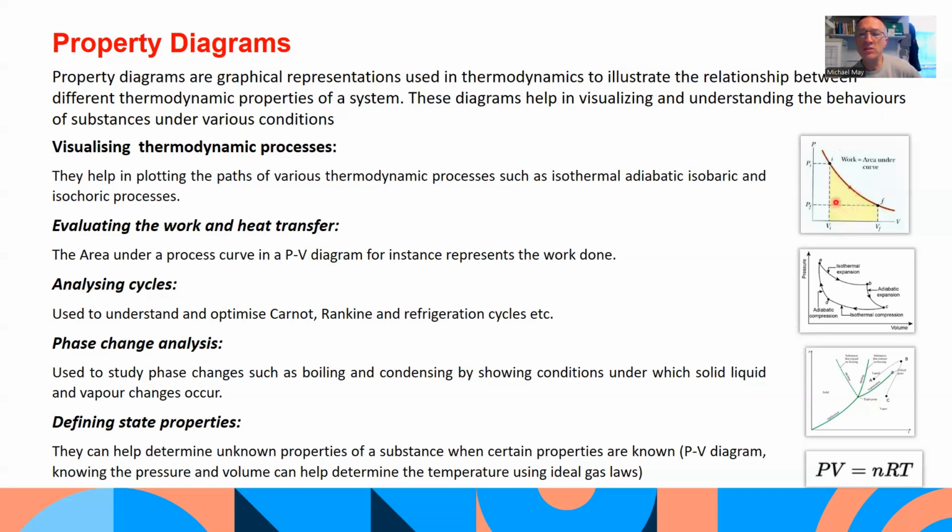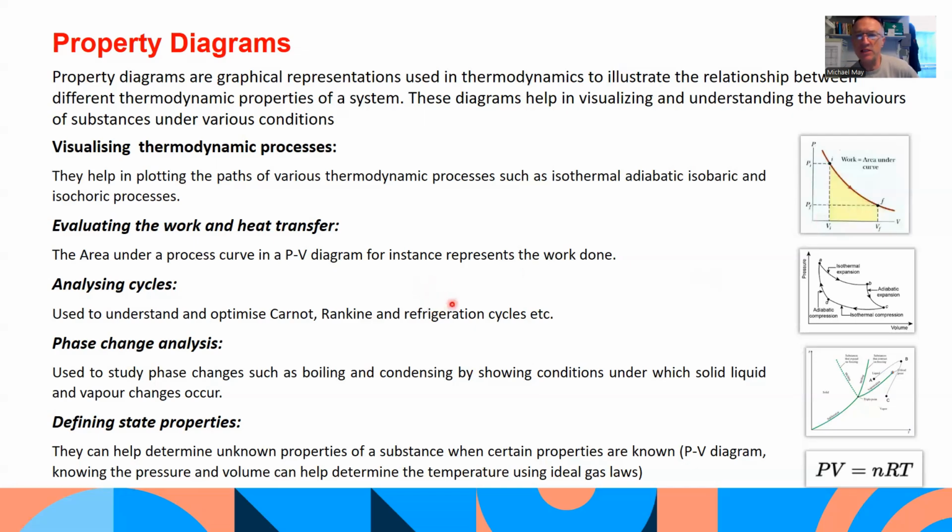And what we can also do is we get the area under that curve between those two states. We can evaluate the work that's being done during that process. We can do something similar with what's called a TS diagram, which plots temperature against entropy. And from that, we can see the amount of heat given or received during a process.